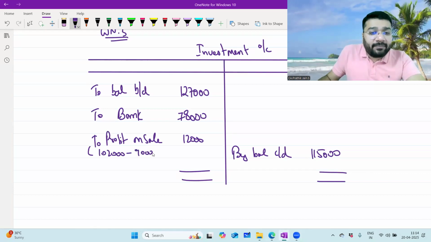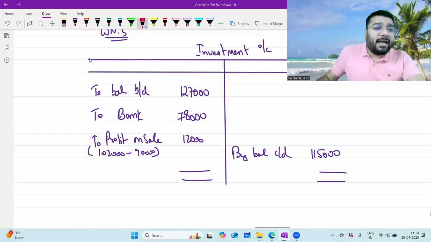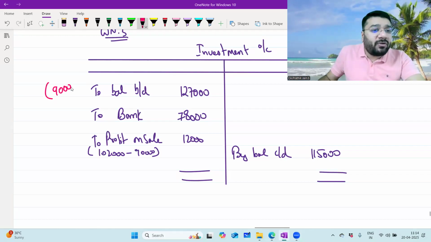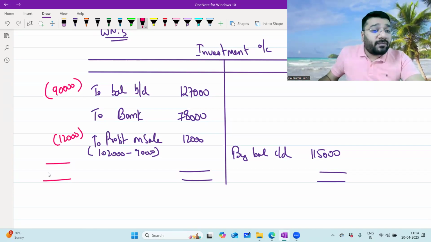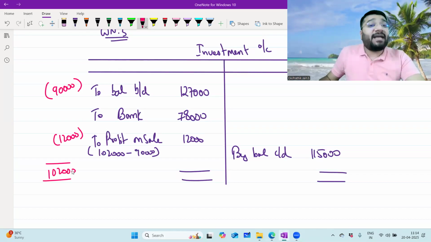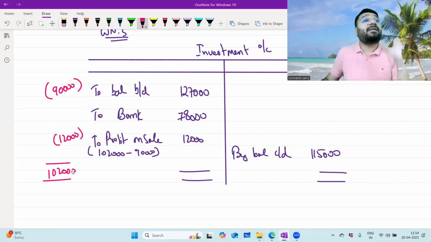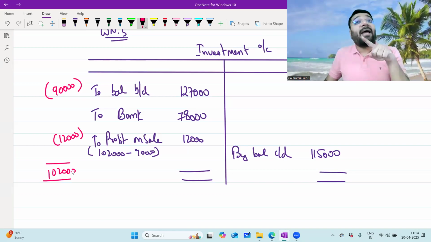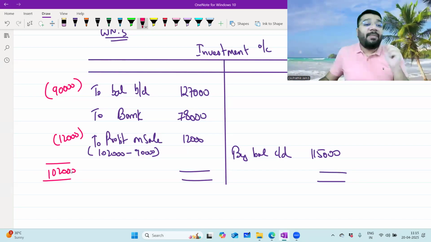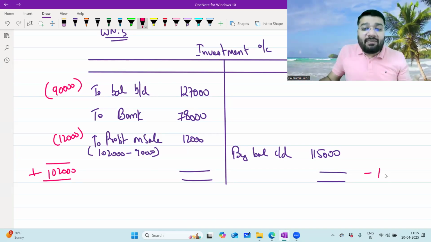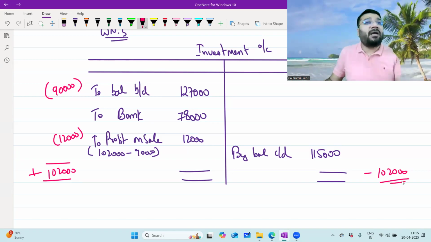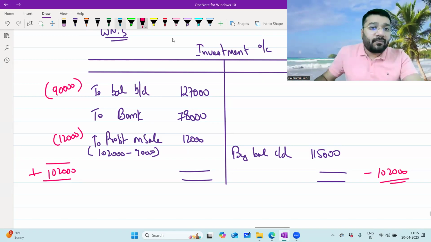Now listen to me very carefully. In this opening balance, 90,000 worth of investment is included, and we increase the value of the investment by 12,000. So what is the total value of the investment sold? 1,02,000. Which side is it now? Debit side. So record by bank on the credit side. Debit 1,02,000 minus credit 1,02,000, the net impact of the investment becomes 0.